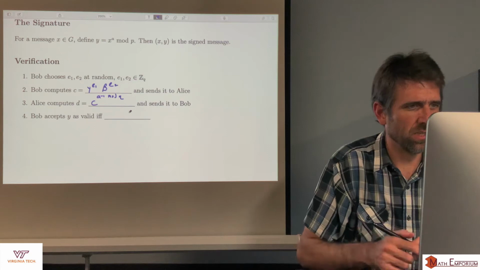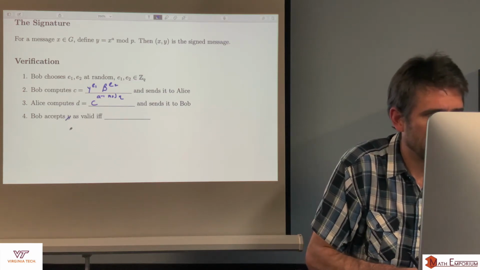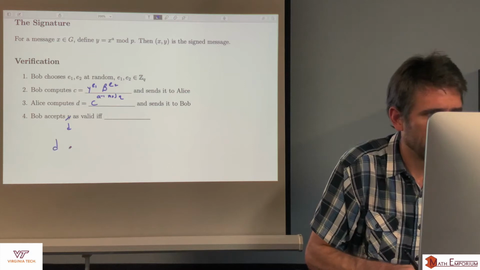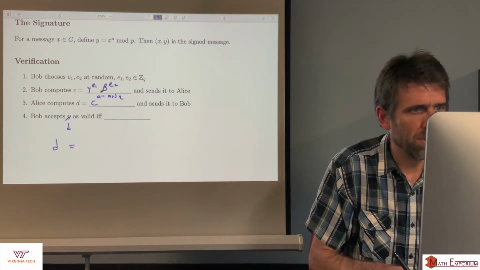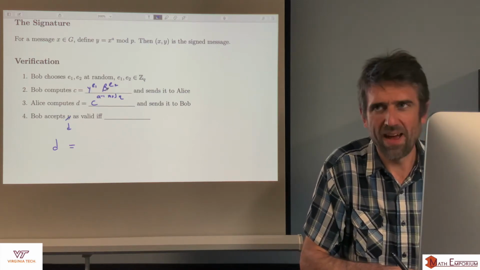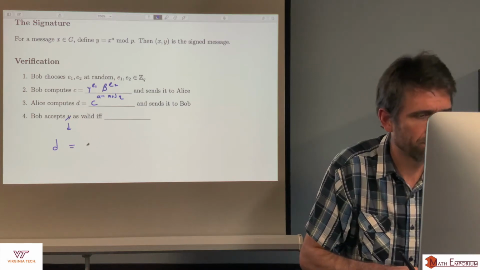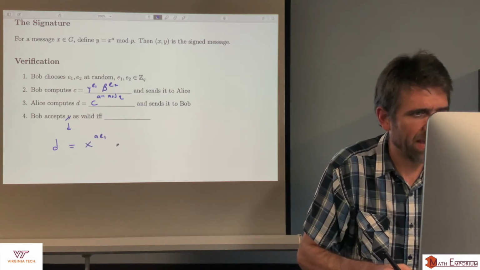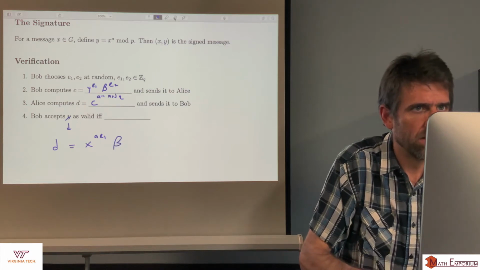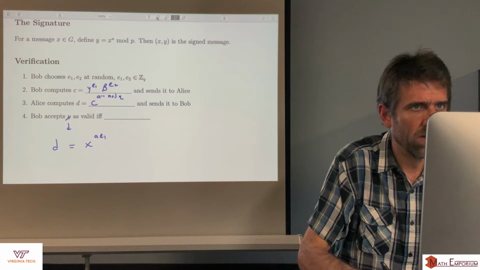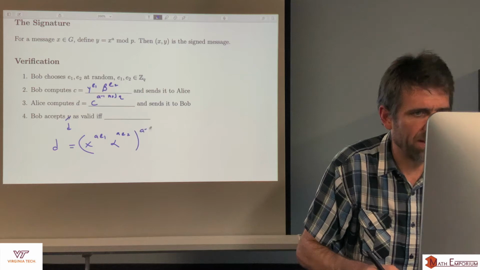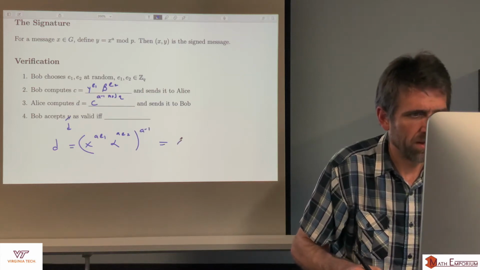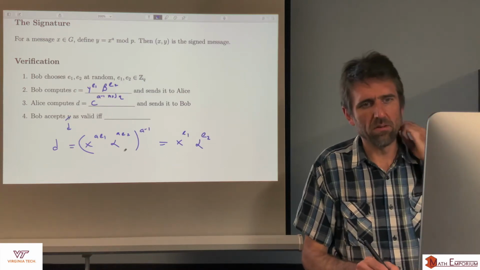All right, and so then Bob's going to accept Y as valid if and only if D is valid. So what should D be equal to here? D is the challenge to the A inverse. But let's write the challenge in terms of X and alpha instead of in terms of Y and beta. So it's X to the AE1, alpha to the AE2, and that's all to the A inverse. That simplifies to X to the E1, alpha to the E2, as I distribute that A inverse.